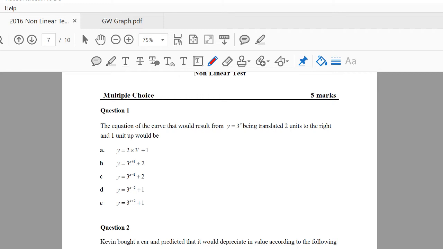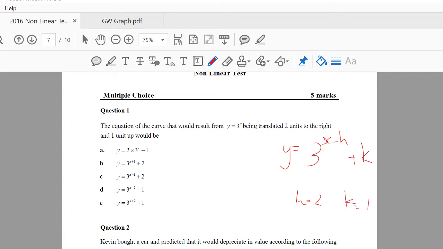and 1 unit up. So remember our standard form is y equals some number to the x, so we're going to go with 3, 3 to the x minus h plus k. Now, 2 units to the right means h will equal 2, and 1 unit up means k will equal 1.